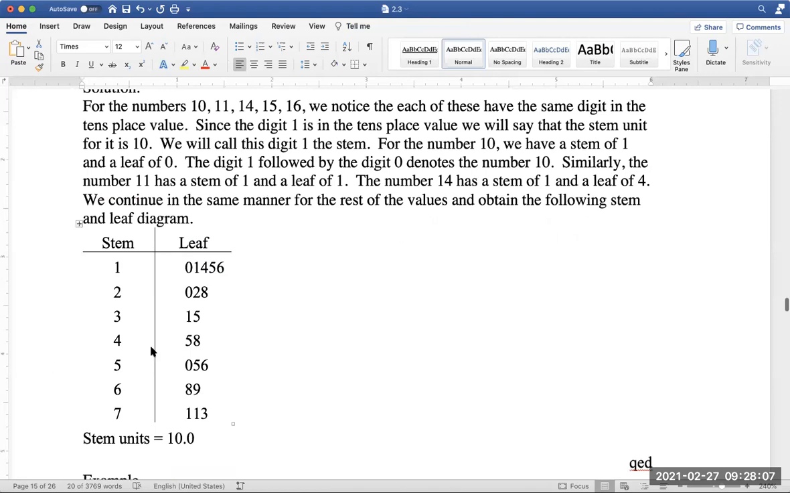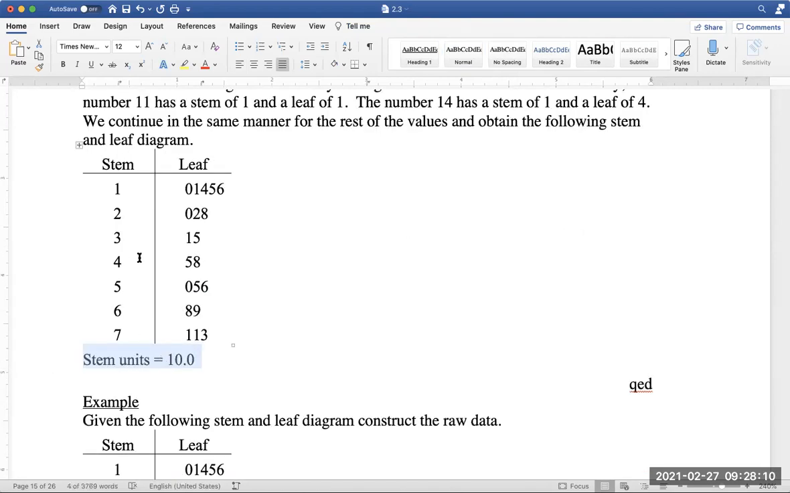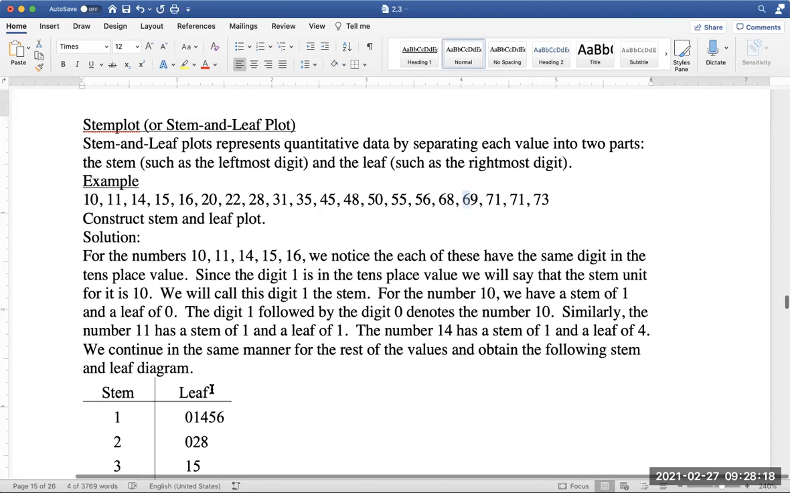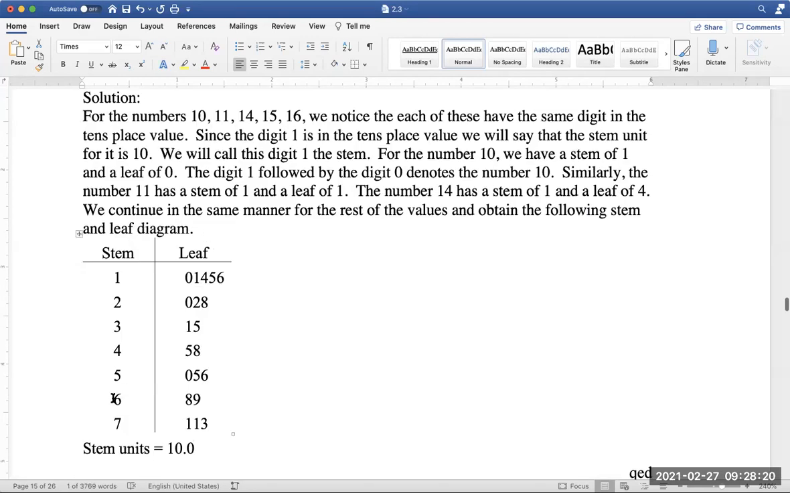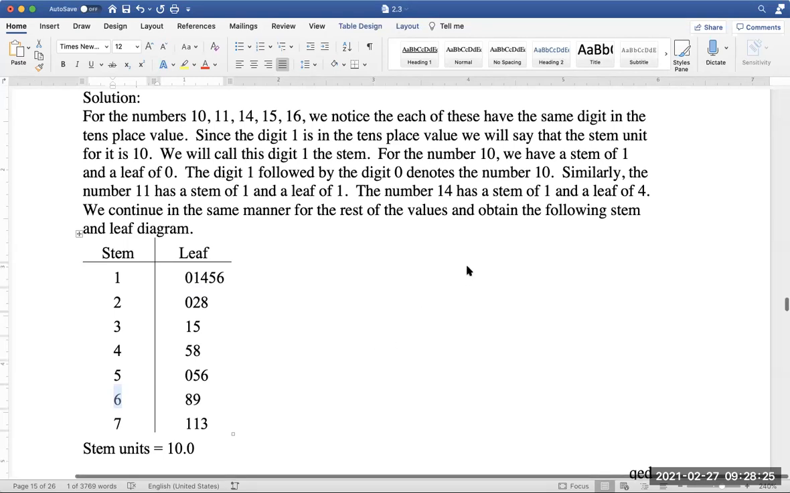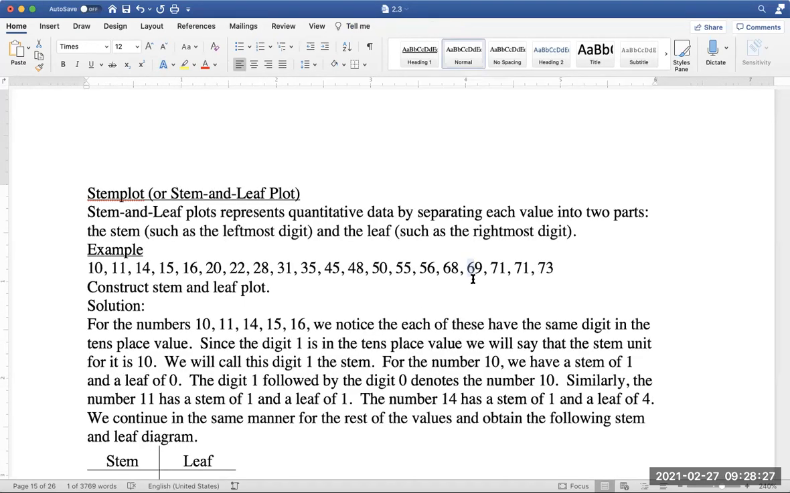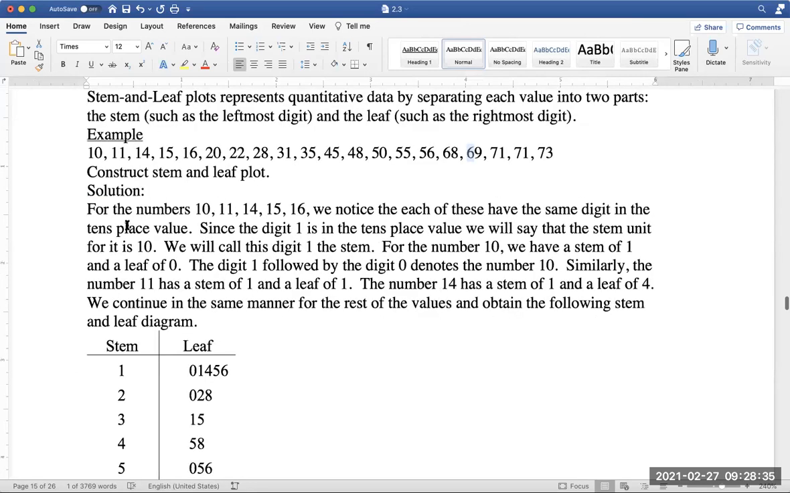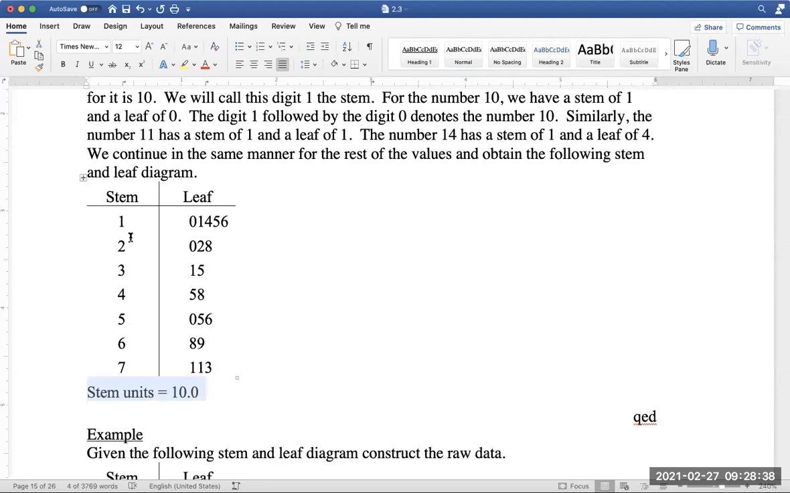I need to also tell you the place value of the stem. So let's look at, say, 6. If I look here at the 6 in this particular piece of data, notice that the 6 is in the tens place value. So my stem units are the place value of the least significant digit of my stem.